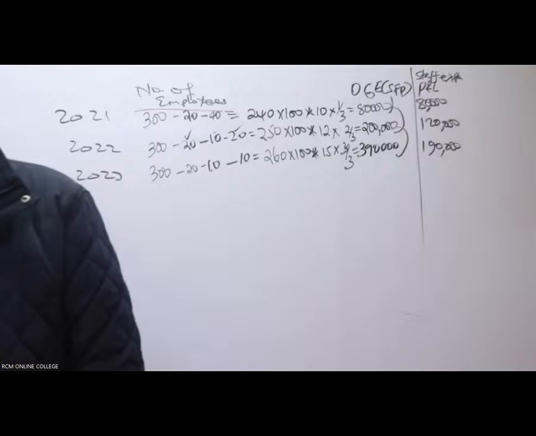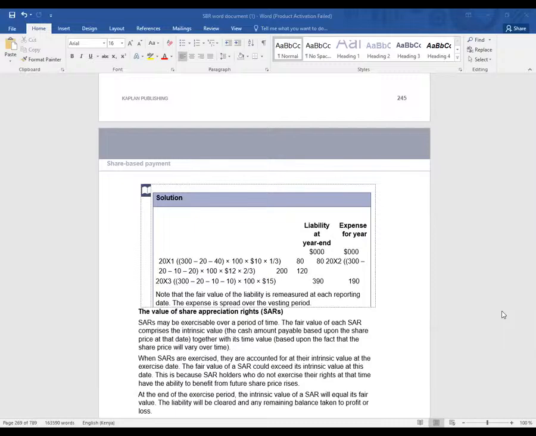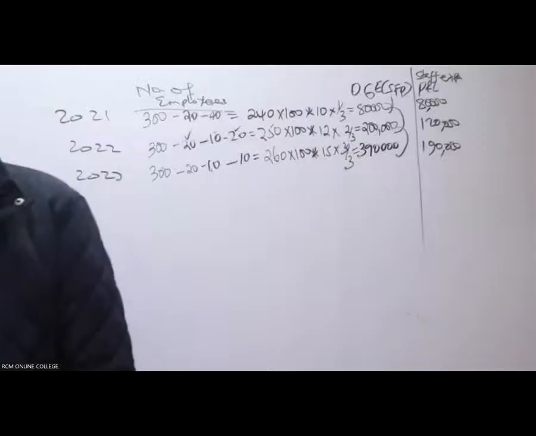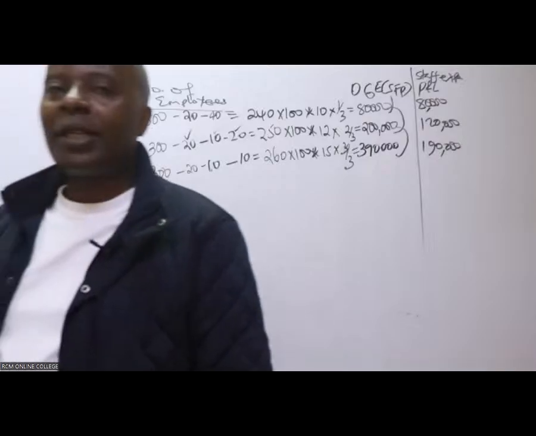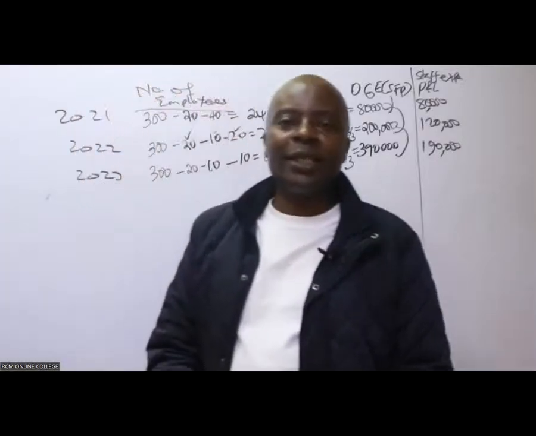So then you can see, ladies and gentlemen, from this, although it's poorly arranged, like the expense here, the first one should be 80. The second one should be 120. And then you can see the last one is 90, 190 like that. So that is it.